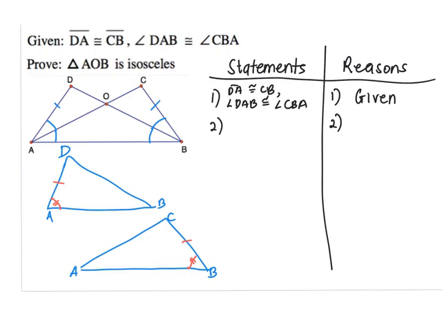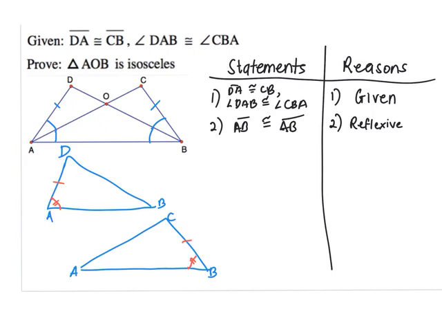As you can see, since we already have a pair of sides that are congruent and a pair of angles that are congruent, we need one more pair of parts that are congruent. Do you notice anything else that we can say are congruent aside from the two givens? Okay, that's right. We can also say that AB is congruent to AB, and the reason would be reflexive property of equality.